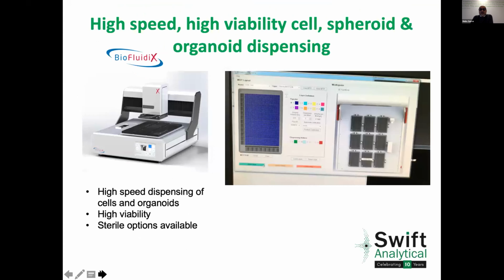The next product I wanted to introduce you to was the Biofluidics BioSpot. And this is a high precision, high speed device, which enables the dispensing of cells, spheroids, and organoids with very high precision and high viability. So we can dispense from picoliter to nanoliter to microliter volumes.